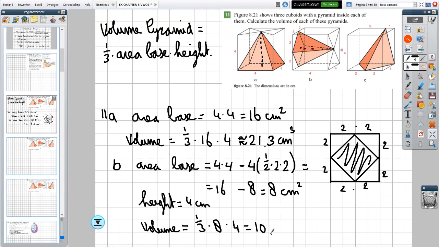which will give me, I think, 10.66. Let's check, it's still early here. Don't want to embarrass myself. Yeah, 10.67. Yeah, 66666, etc. But I have to now round it. Cubic centimeters.